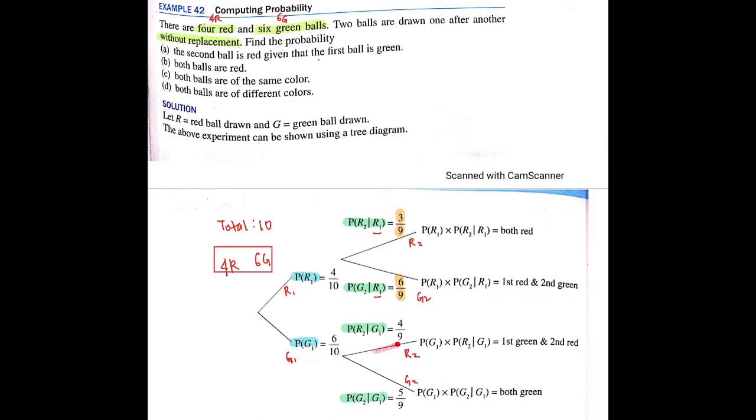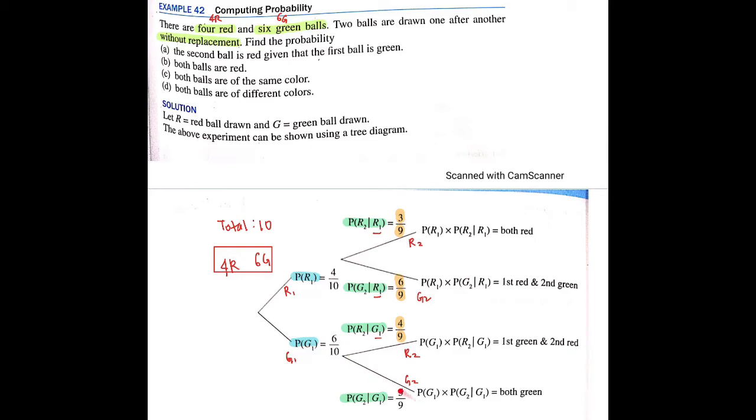Now let's see the branch here. This is getting the second ball as red, R2. So this probability is the probability of getting R2 given that we have chosen G1. The probability of getting the second ball red given that the first ball is green. Now the number of sample space is 9 because 1 is already chosen. And now for picking the red ball, green is already picked, no one picked red yet. So the number of red balls is 4.